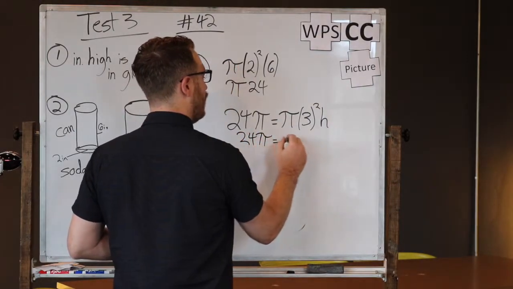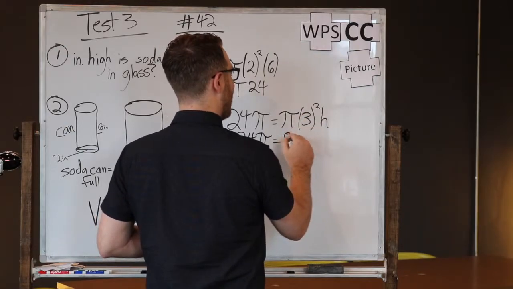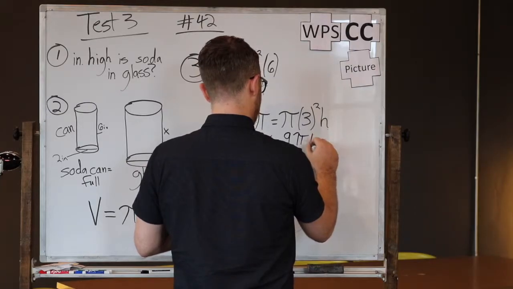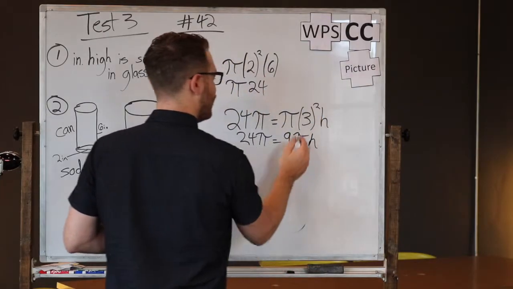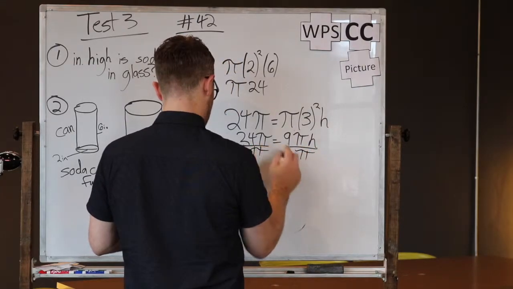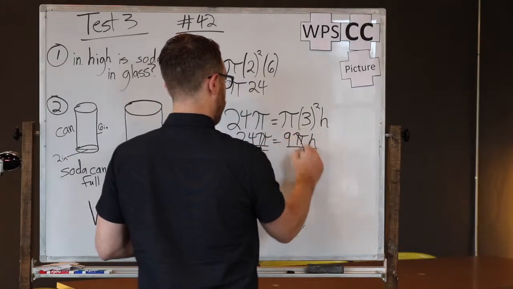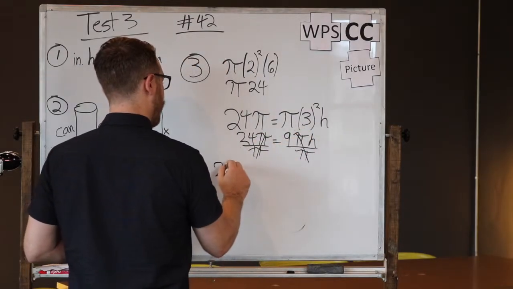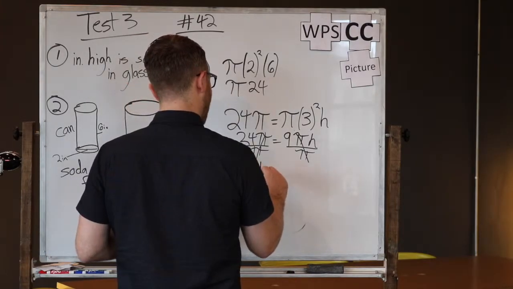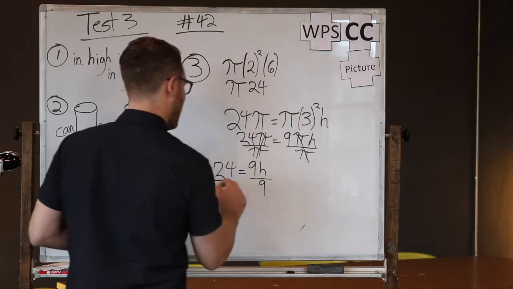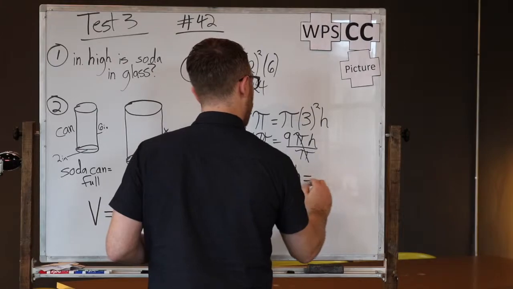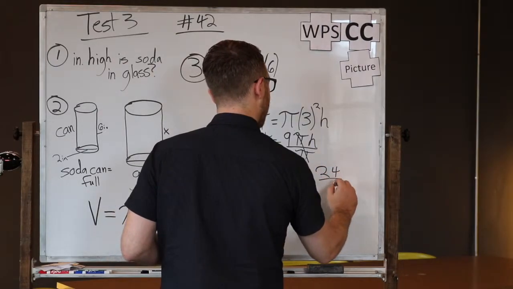24 pi equals 3 squared is 9. That's 9 pi h. So I'm going to divide both sides by pi. Get that out of the way. Boom and boom. So I end up with 24 equals 9h. Now I'm going to divide both sides by 9. And I'm going to end up with h equals 24 over 9.